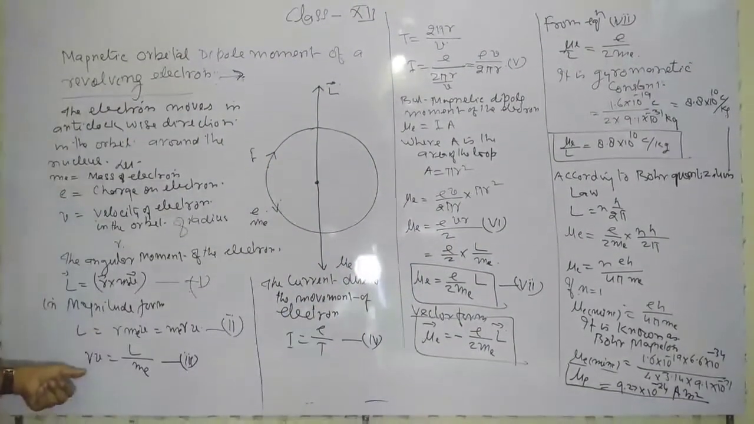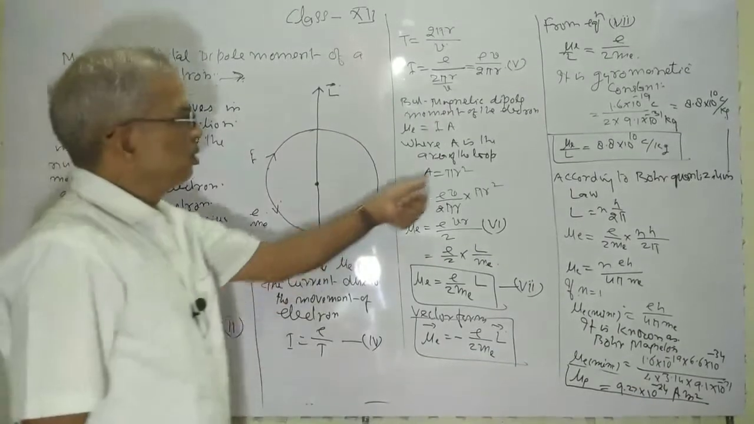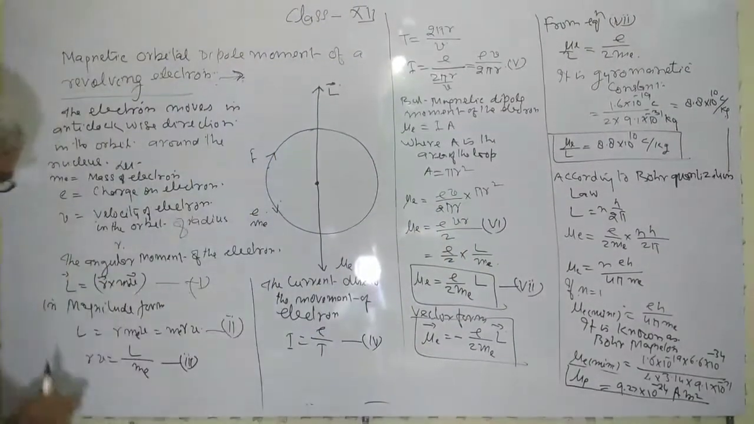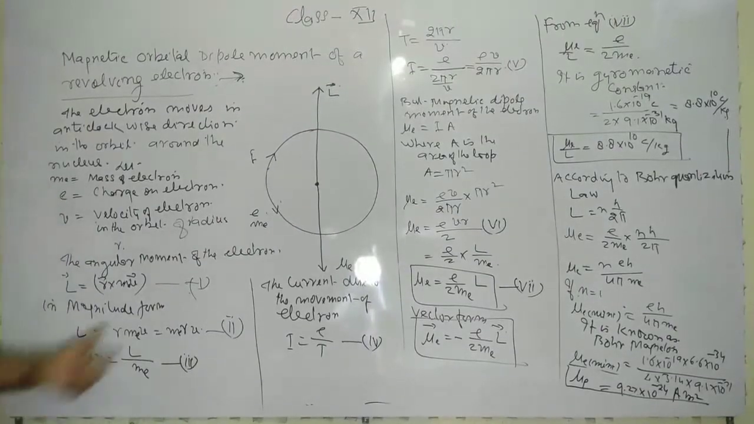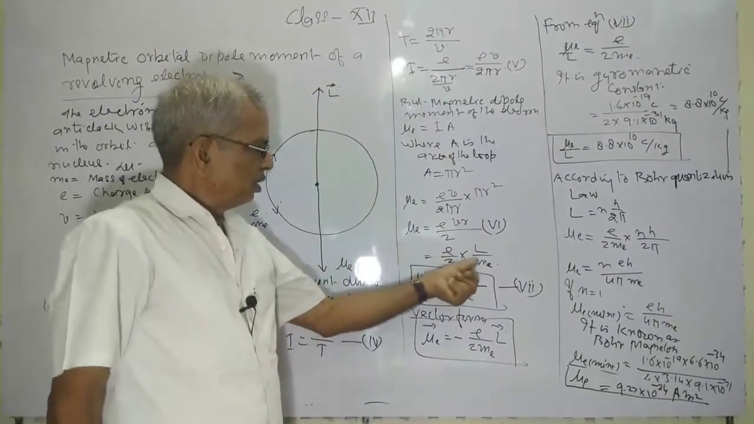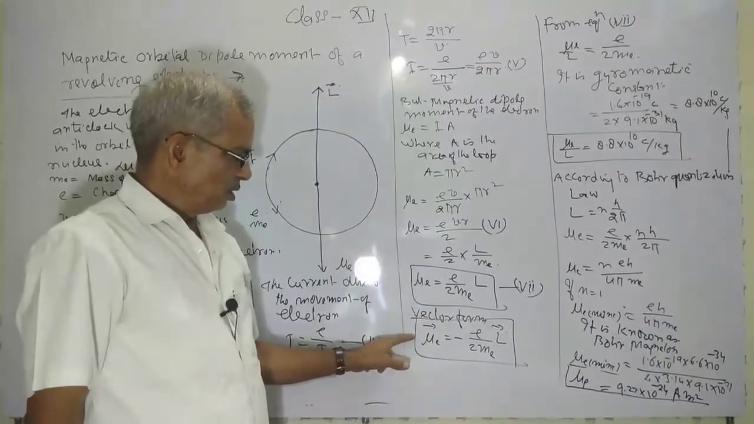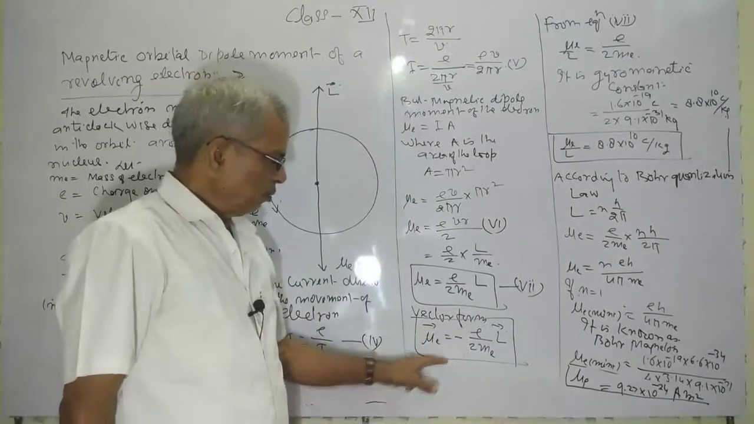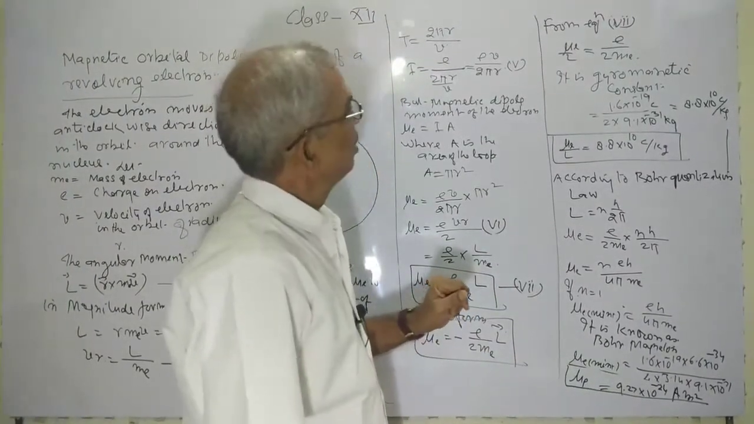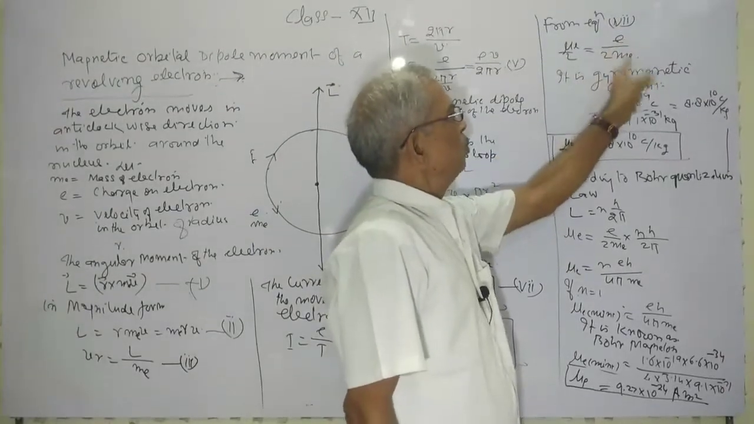Now from the value of v r, what we get is v r equal to L upon m_e. Putting it here, this equation becomes mu equal to e L upon 2 m_e. Now mu upon L, this is the vector form and this is the scalar form. Now from this equation, if we divide mu by angular momentum, then it remains e upon 2 m_e.